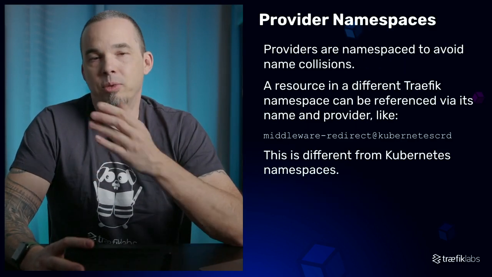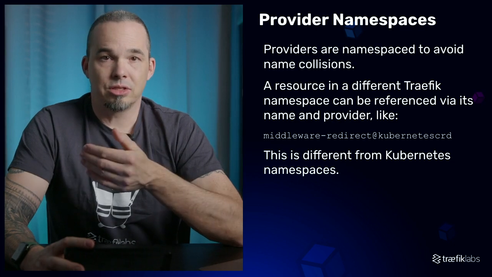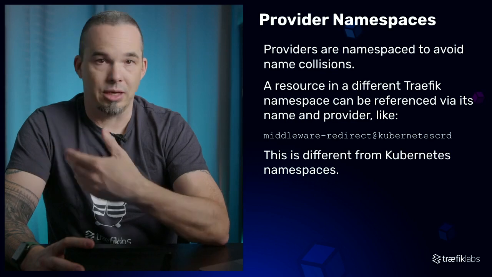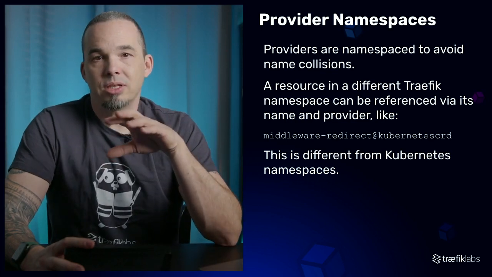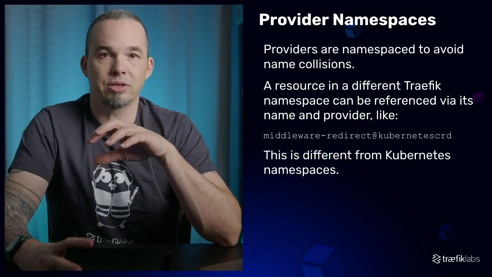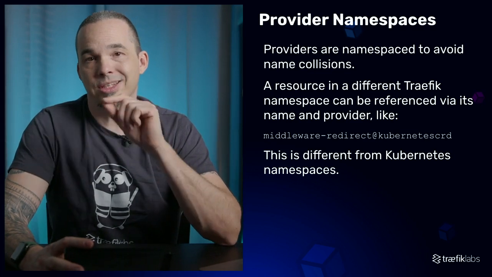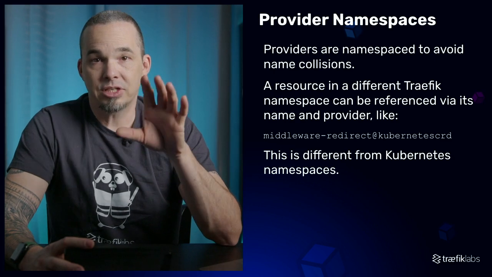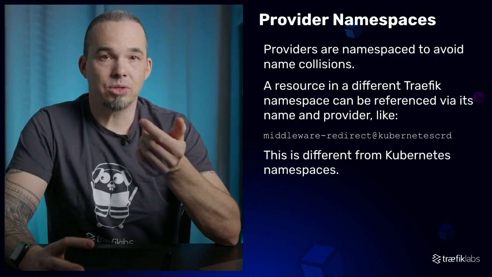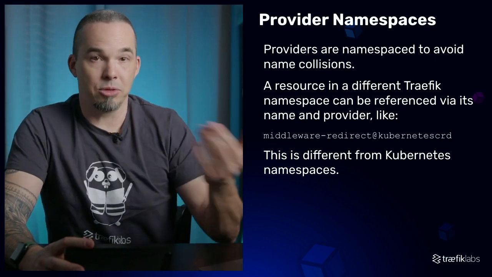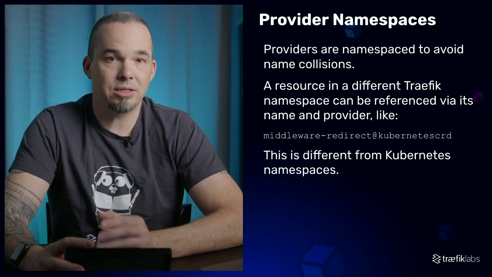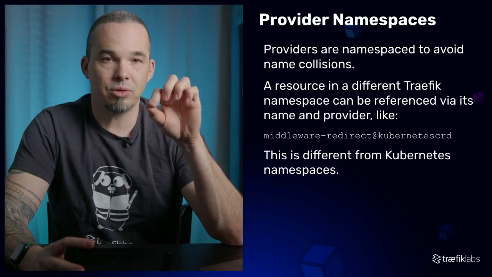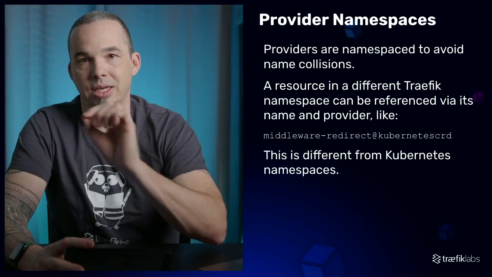In Kubernetes, we use namespaces to prevent name collisions. Service foo in namespace alpha is completely different from service foo in namespace bravo. Traefik proxy has a similar architecture for its providers, and when you want to reference a resource in a different provider, you include its namespace with an @ sign. For example, if you were working with an ingress resource and you wanted to reference a middleware named middleware-redirect that you created with the Kubernetes CRD provider, you would call it from the ingress as middleware-redirect@kubernetescrd.